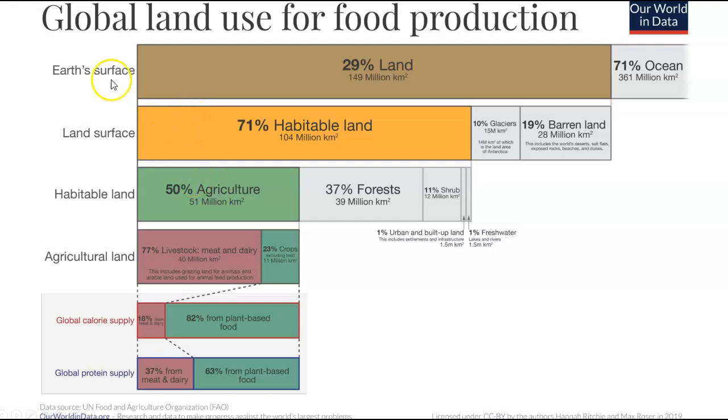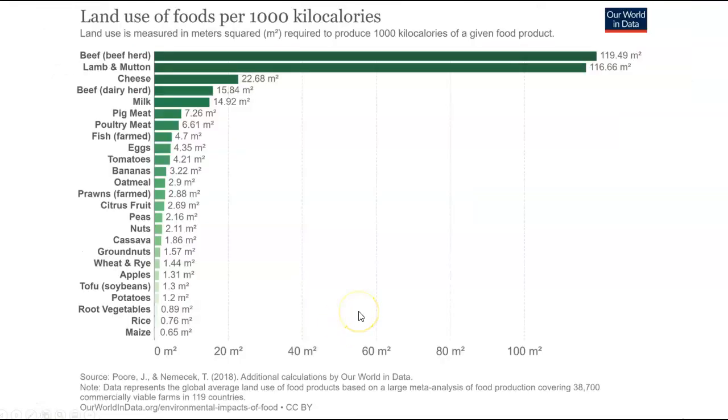And of the total surface of the Earth, about 29% is land. Out of those, the 71% is habitable land. Some are glaciers and barren land, so deserts and so on. And of the 71%, about 50% is agriculture. 37% is forests and so on. And of the agricultural land, 77% of it is used for livestock in some way. 23% are crops. However, the global calorie supply comes to 82% from these 23% of the land, and the majority of the protein supply as well.